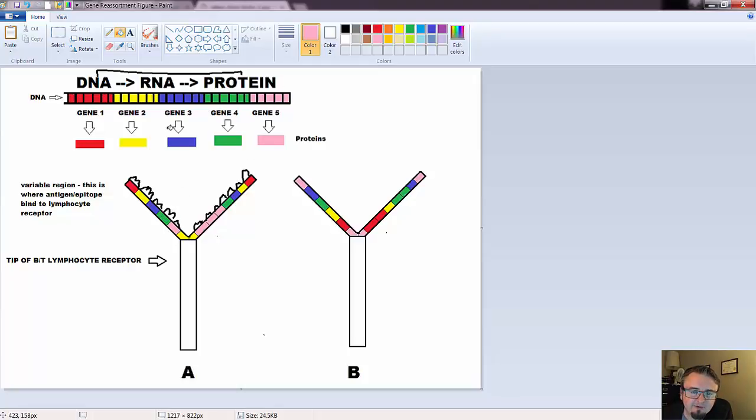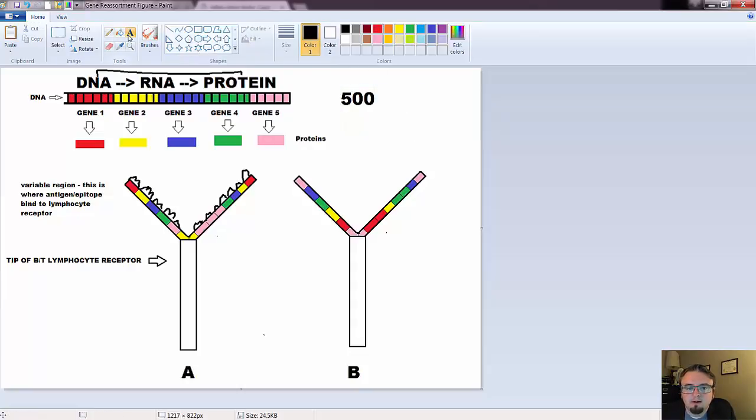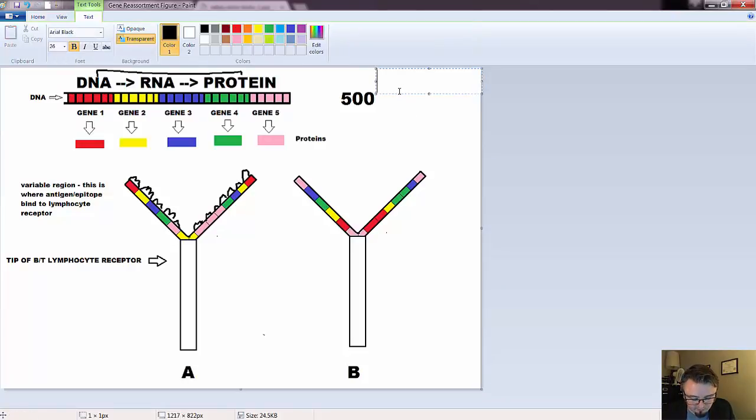So rather than 5 genes sorted in 5 different ways, you actually have 500 different genes sorted in 500 different ways. Now, if you want to do the math on this, which we won't, but I'll put it in more of a figurative term here, what we would see is 500 genes, and they could theoretically be rearranged in something like 500 to the 499th power, something like that.